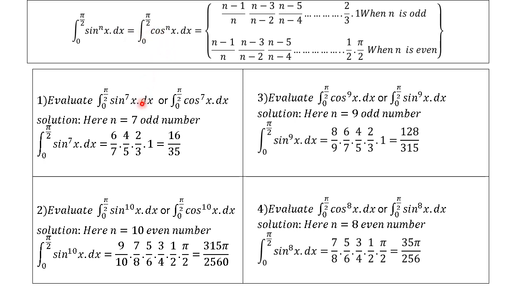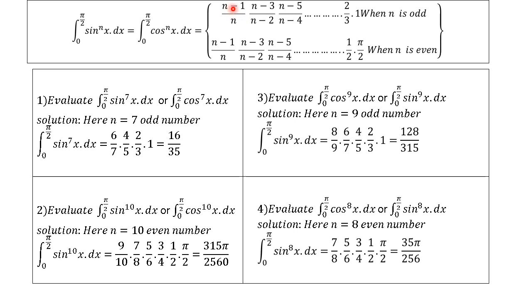Here let us see some examples on this one. First one, evaluate integral 0 to pi by 2 sine to the power 7x dx, which is the same as integral 0 to pi by 2 cos to the power 7x dx. Here n is an odd number. Here n is equal to 7. Here n is an odd number, so we have this one.